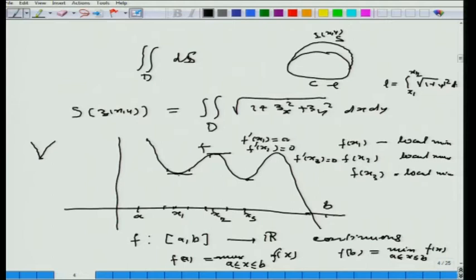So, for example, at this point x 1, in the neighborhood of this there are points where the function has a larger value than the value at the point x 1. Similarly, at the point x 2, in the neighborhood of this there are points such that function f takes a lower value than the value at the point x 2. So, these are the points where f takes local minimum and local maximum respectively.